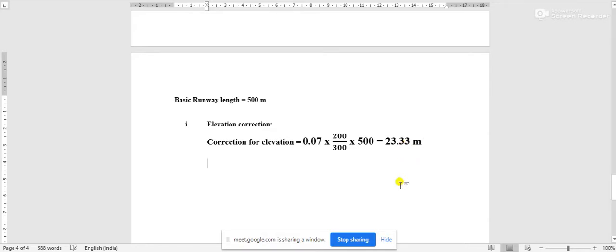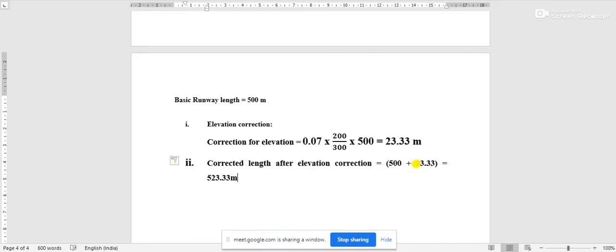Okay, and now next step, step number 2, that is corrected length after elevation correction, that is equals to 500, that is the basic runway length, plus 23.33, equals to 523.33 meter. I think you may check the calculation.